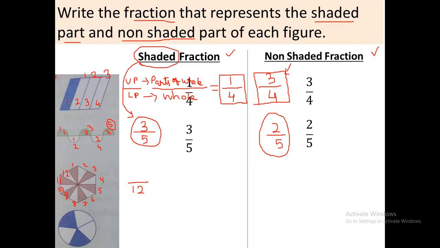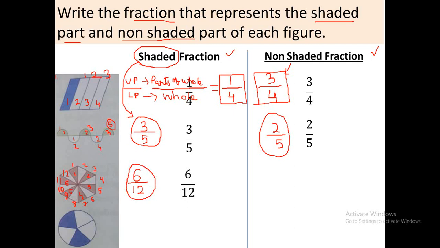So the shaded portions, shaded parts, I will count. How many are shaded? 1, 2, 3, 4, 5 and 6. So 6 parts are shaded. So in case of parts of whole, in that place I will write 6. So the fraction of shaded parts is 6 by 12. Right? This is the fraction.